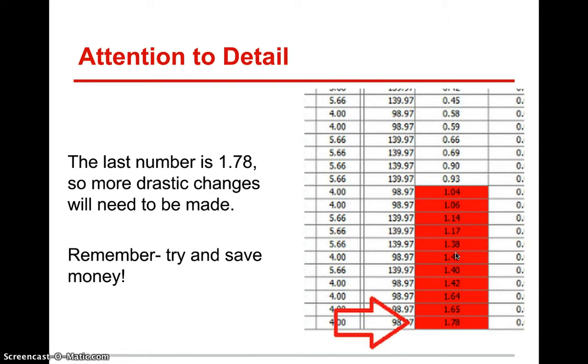Now the last number is 1.78. That is pretty high, so we need to drastically change some things. But remember, whenever you're making these changes, you want to keep money in mind, because you don't need to go overkill. I mean, that's the reason there's standards and codes for building and structures where we don't need support beams every 2 inches in a wall. There's a specific distance, because too much is overkill.